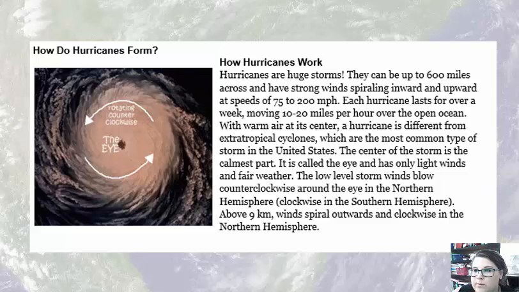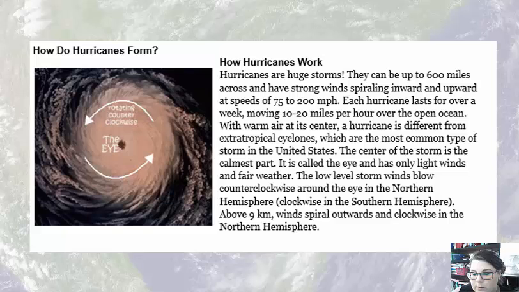Hurricanes are huge storms. They can be up to 600 miles across and have strong winds spiraling inward and upward at speeds of 75 to 200 miles per hour. Each hurricane lasts for over a week, moving 10 to 20 miles per hour over the open ocean. With warm air at its center, a hurricane is different from extratropical cyclones, which are the most common type of storm in the United States.